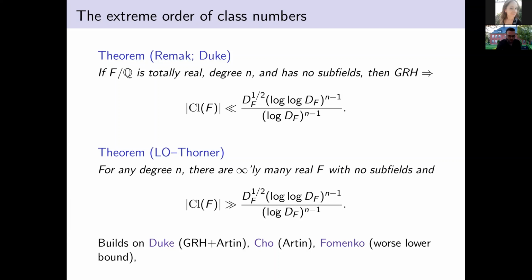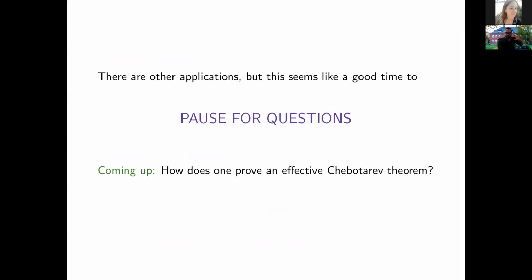There's also work of Flamenco, who gets a worse lower bound than this, unconditionally. Littlewood proves this for n equals 2, and work of Ryan Dilita proves this unconditionally also for n equals 3. But in particular for large degrees n, this is, I think, new. All right. So there are other applications I could tell you about, but I think this is a good time to pause for questions and then transition into talking about how one actually goes about proving effective Chebotarev theorems.